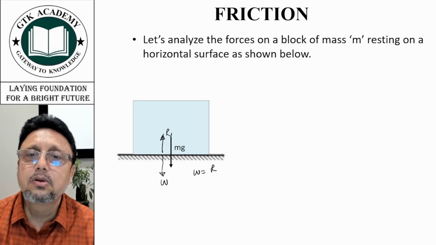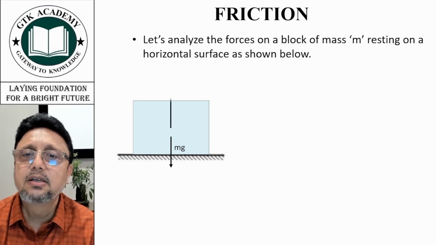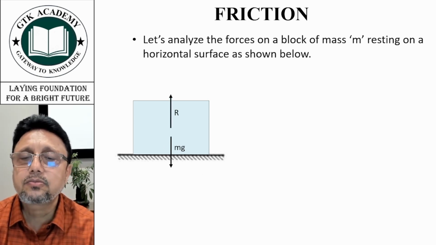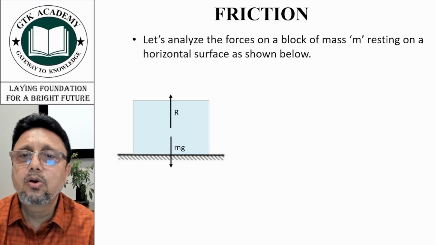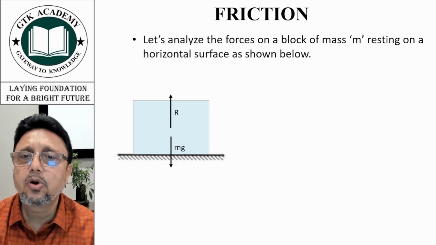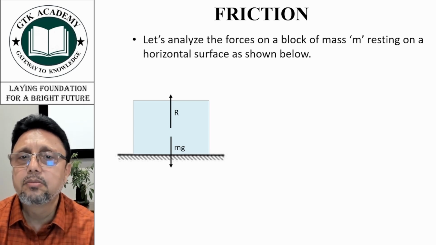So ground will exert a reaction R. So there are two forces acting on the block. One is mg, its weight, and the other is reaction. And R is equal to mg. That is the reason block is in equilibrium.